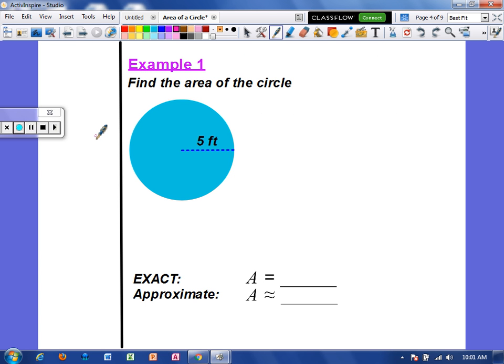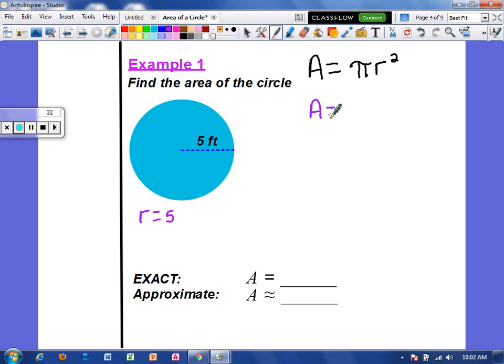Alright, so example 1, find the area of the circle. So let's write down our formula. Area equals pi r squared. Now I'm actually going to find the approximate first, so I am going to use 3.14 and then we'll go back and do the exact. So on the circle, we do have a radius, and the radius equals 5 feet. So let's go ahead and plug in values.